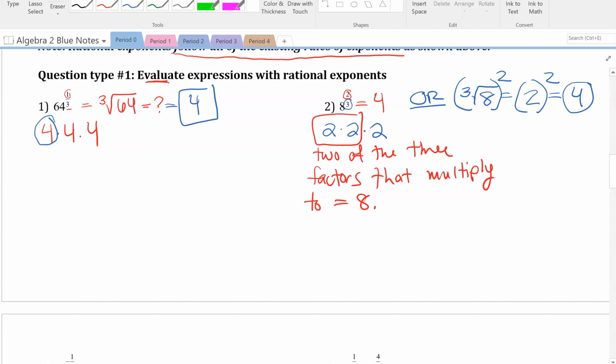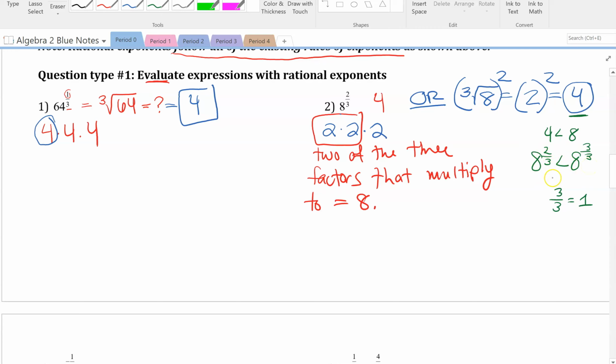One thing I also want to point out is that this answer is less than 8, as it should be. Because 8 to the 2/3, let me erase those, get those out of your way. 8 to the 2/3 should be less than 8 to the 3/3, right? And 3 over 3 is 1. That would also mean 3 of the 3 factors that multiply to equal 8. Well, all 3 of them, 2 times 2 times 2 equals 8. So 8 to the 1st is what that would equal. And this is 8 to the 2/3. So that should be a value that is less than 8.